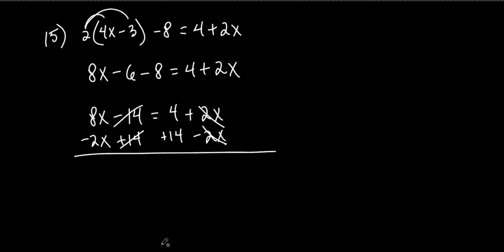Now we can bring everything down. 8x minus 2x is 6x. That's 0. And then 4 plus 14 is 18. All right? Then divide by 6. Divide by 6. This comes out nice and pretty. That's 3.